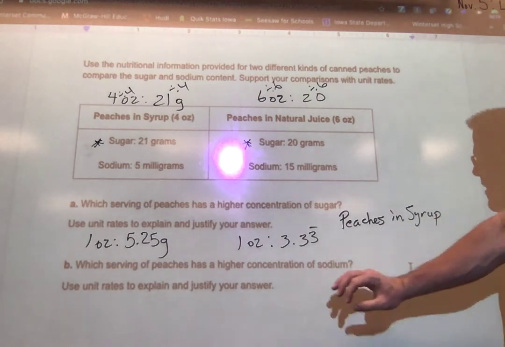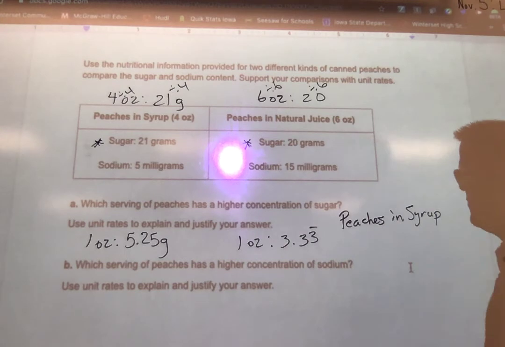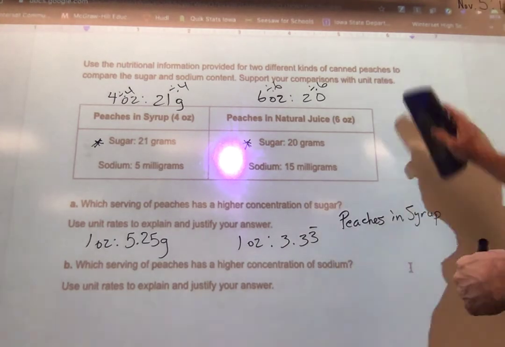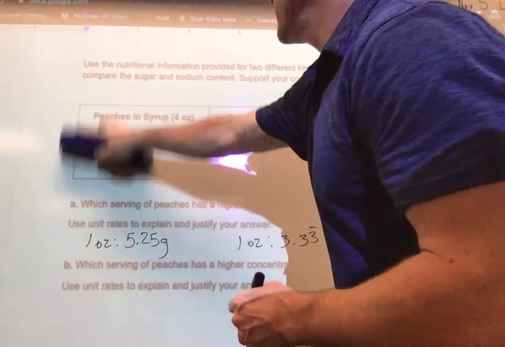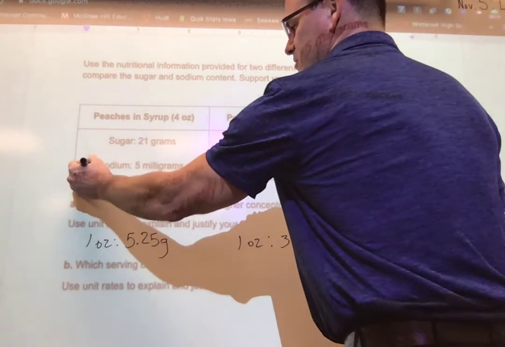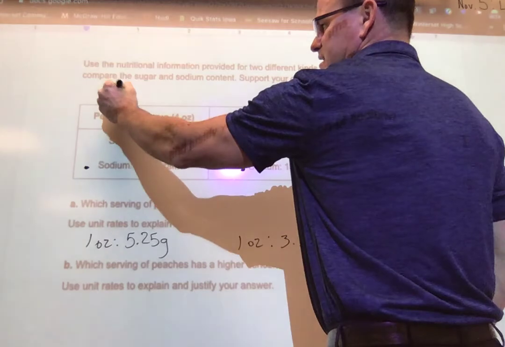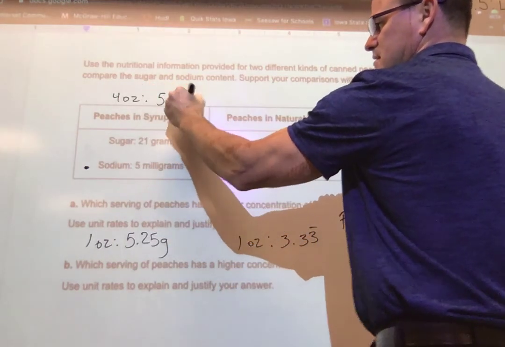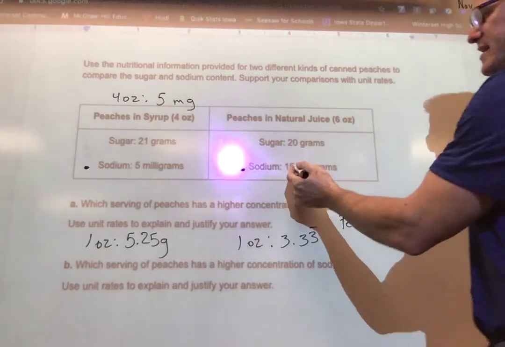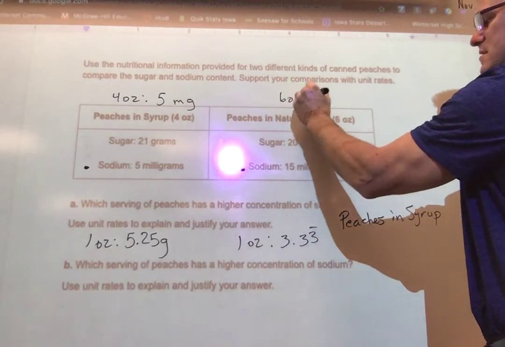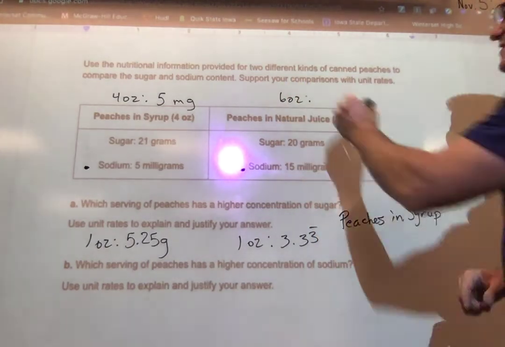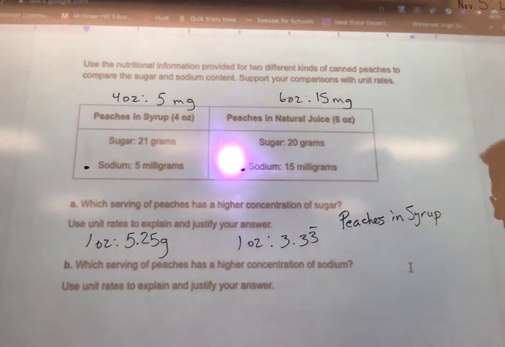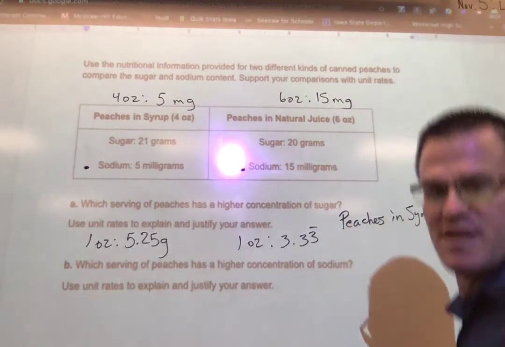Okay. The second one, we're doing the same thing now, except for sodium. Again, we'll pause the video if we need to. Let's go look at our sodium, and we'll write our unit rates here. So here we have 4 ounces is 5 milligrams of sodium, and here we have 6 ounces is 15 milligrams. Again, let's get it to unit rate. Use this unit rate to explain.